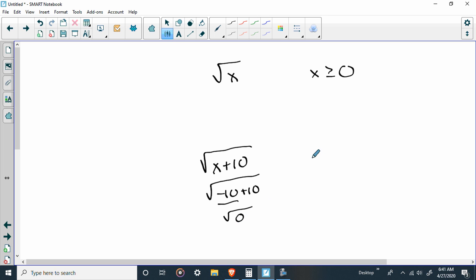If I were to put in negative 11, well, negative 11 plus 10 is negative 1. That's no good. I can't take the square root of negative 1. So again, we have to think about what makes the inside of our square root equal to 0, and that's going to be a big part of what we do. So in this case, we will say x has to be greater than or equal to negative 10. Essentially, what you want to do is take anything inside here and set it equal to 0. Let's go back and see what that graph looks like.